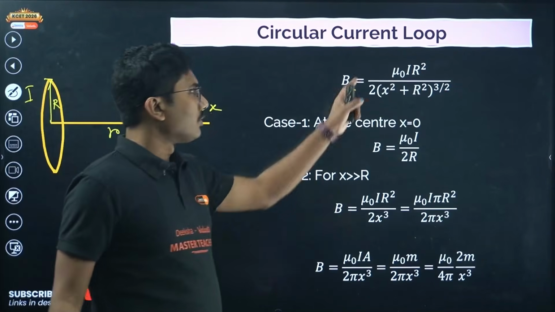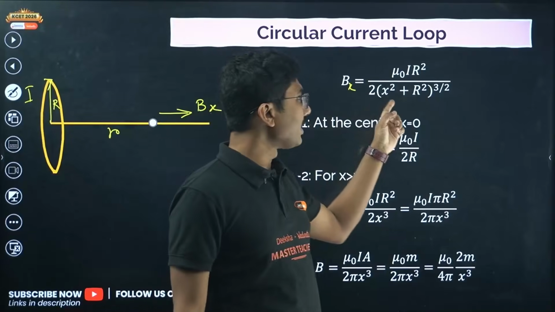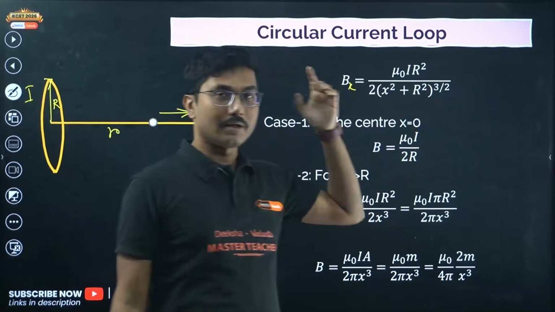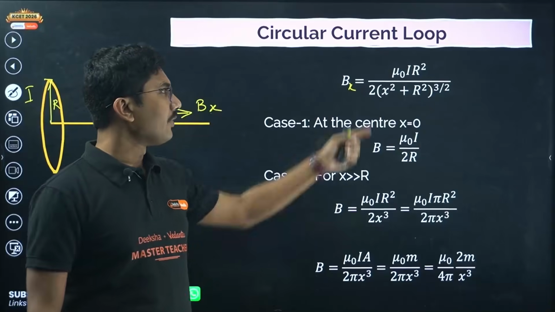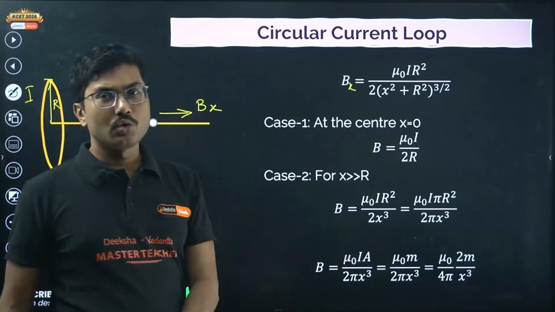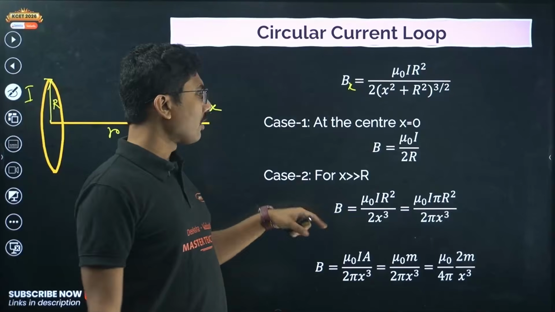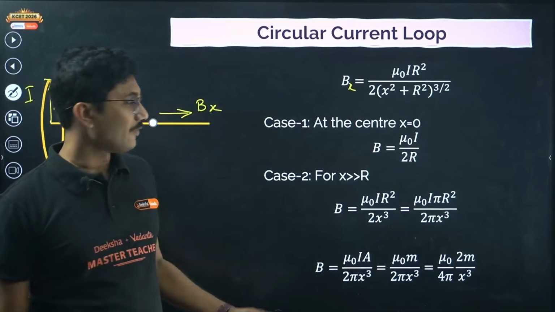Now that magnetic field is given by mu naught I r square divided by 2 into (x square plus r square) to the power of 3 by 2. Obviously the value looks a little complicated. If you take the magnetic field at the center, it is a constant, mu naught I by 2r. For x very much greater than r, that gives you a very interesting value.